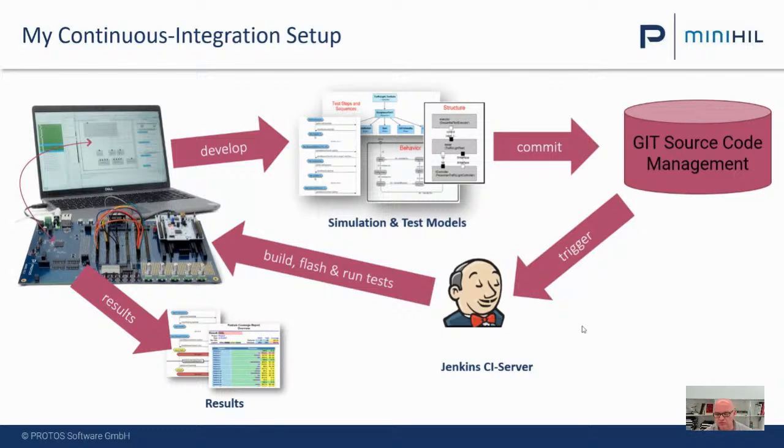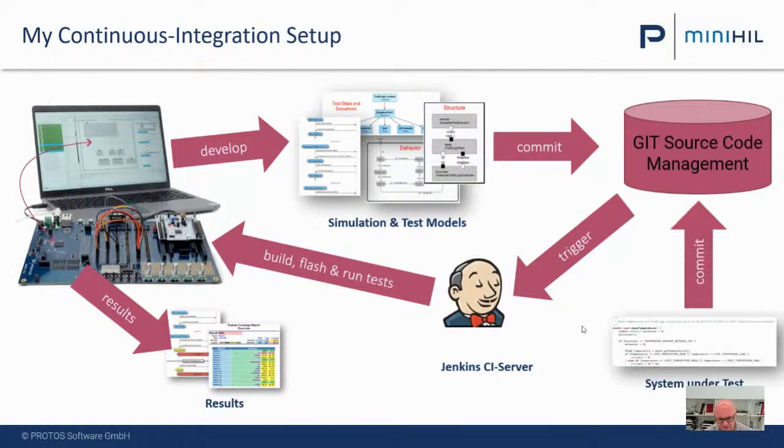But now we want to develop the application, not test cases, and it's just the same process. So the system under test, if anything is changed and committed to the source code management system, the Jenkins just builds the system under test, flashes it, and runs the test cases again. So if the test cases are changed, they're running against the last version of your system under test. If the system under test is changed, it's running against the test models.